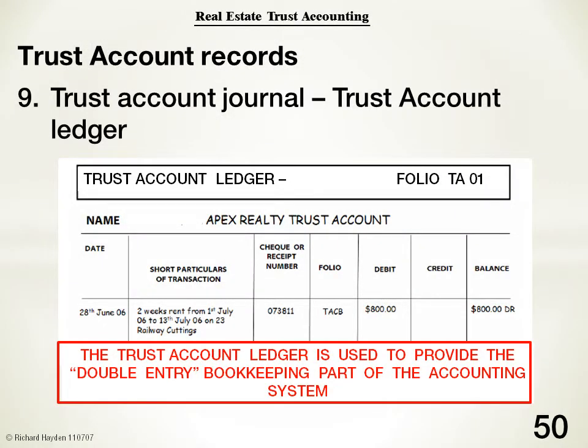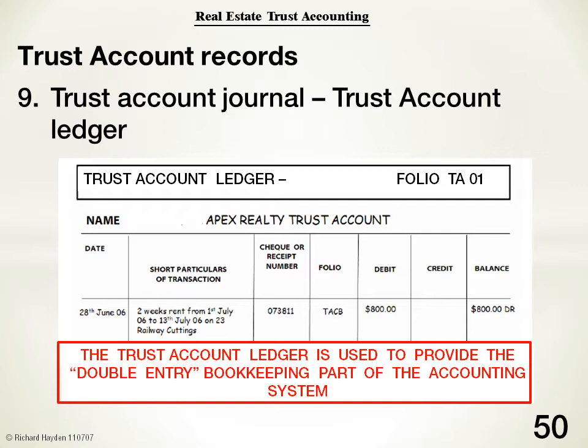Number 9, the trust account journal. This is the trust account ledger. Now the trust account ledger contains information about money going in and out of the trust account. So the name of the ledger is Apex Realty Trust Account. We've got the same headings as before, which is date, short particulars of transaction, check or receipt number, folio, debit, credit or balance. However, this is where there's a difference.